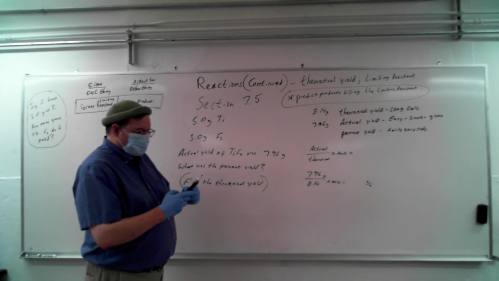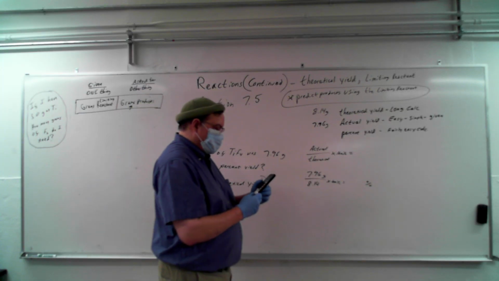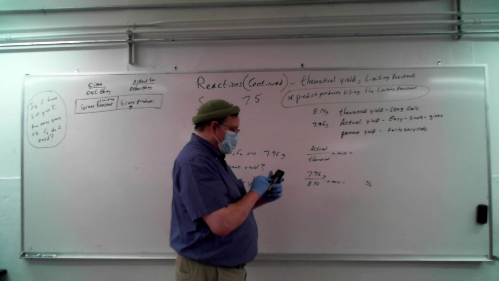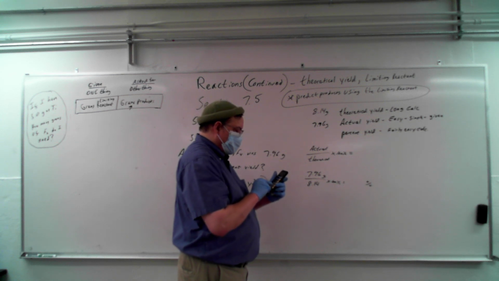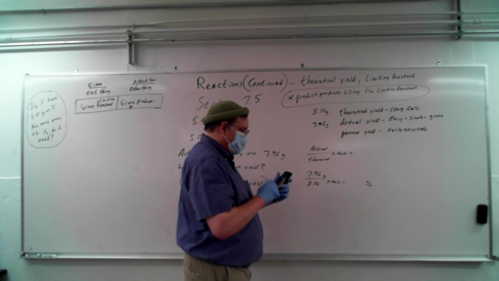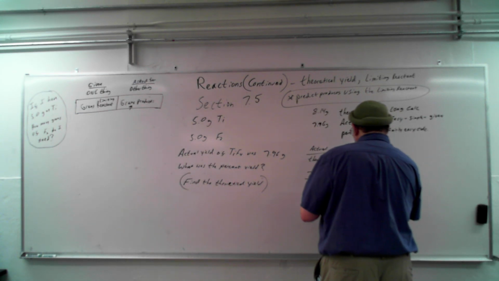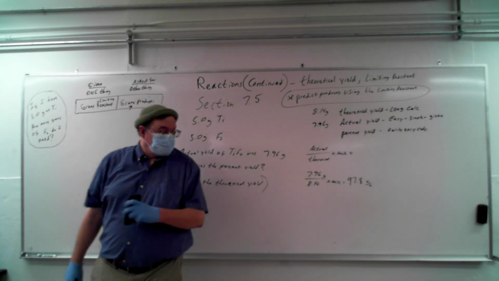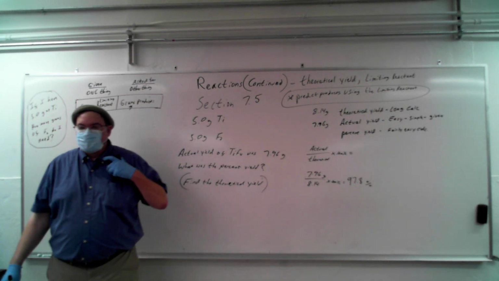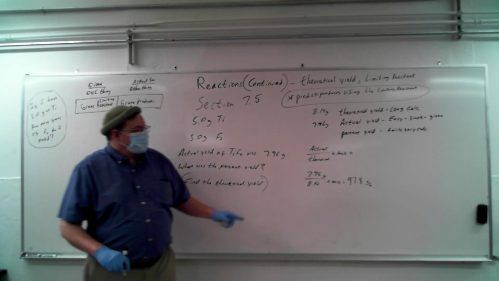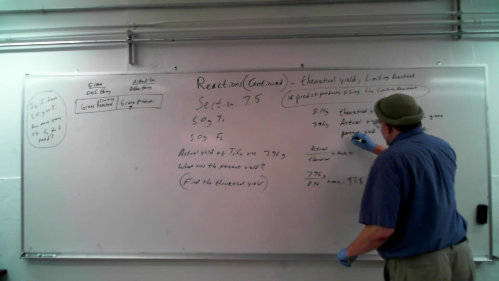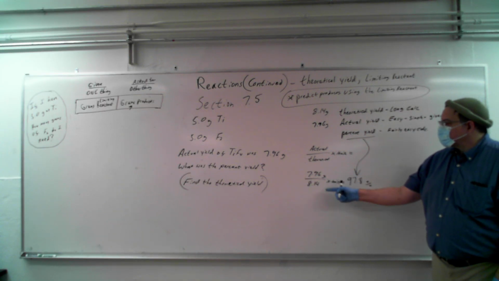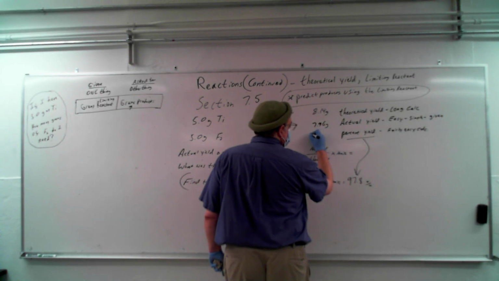7.96 divided by 8.14 times 100. In that case, you would have 97.8% of what you expected to get. This is the percent yield. That's your actual yield, that's your theoretical yield. That made the percent yield.